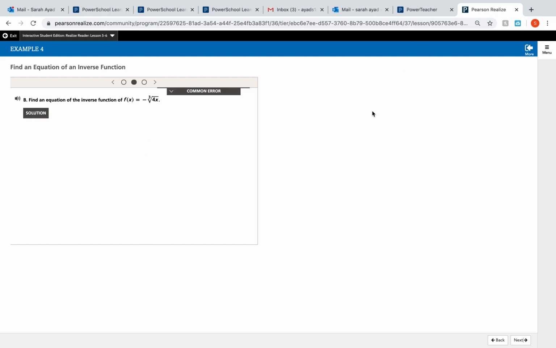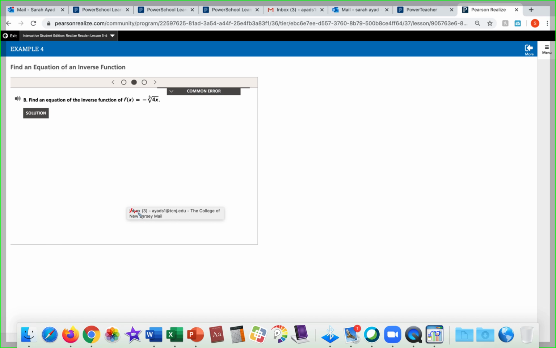So again, it says find the inverse of the function f of x equals negative cube root of 4x. So again, anytime we're finding the inverse, step 1 is to switch x and y. So that's what I'm going to do. Now I need to solve for y.